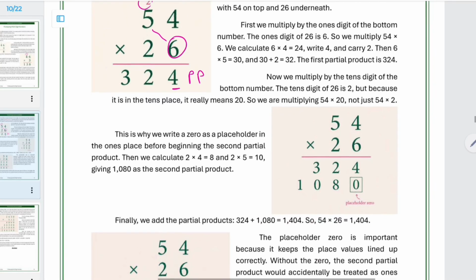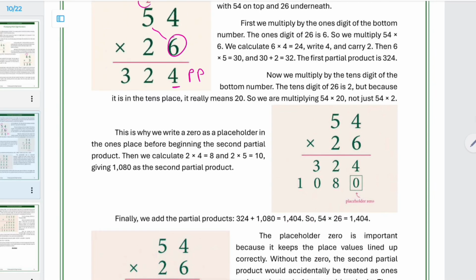Now we multiply by the tens digit of the bottom number. The tens digit of 26 is 2, but because it is in the tens place, it really means 20. So we're multiplying 54 by 20, not just 54 by 2. This is why we write a 0 as a placeholder in the ones place before beginning the second partial product. That's this one. Then we calculate 2 times 4 is 8, 2 times 5 is 10, giving 1080 as the second partial product.